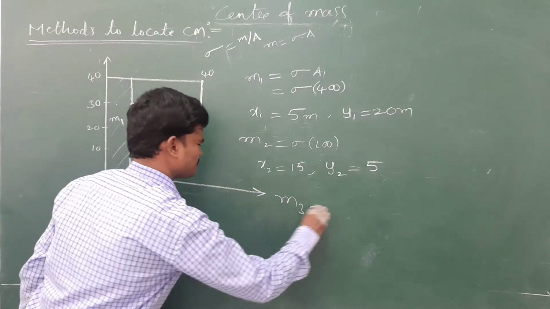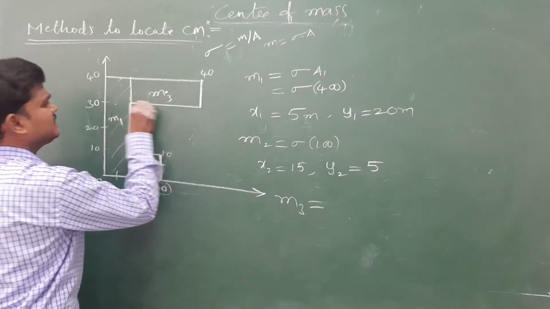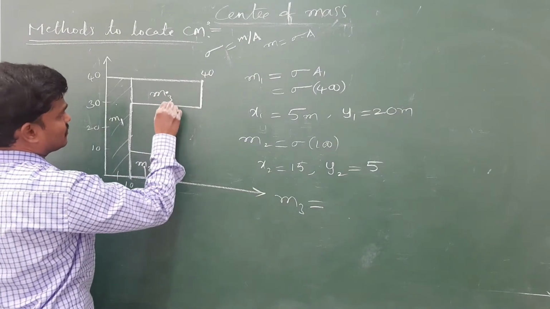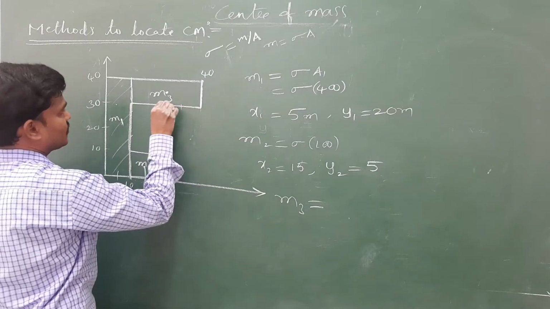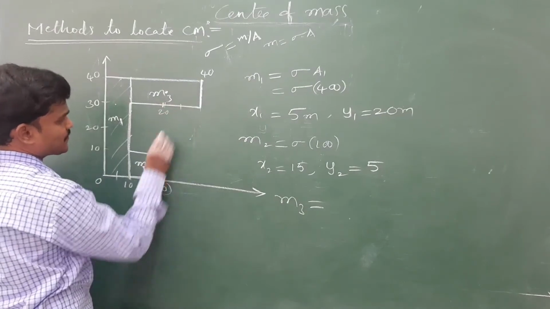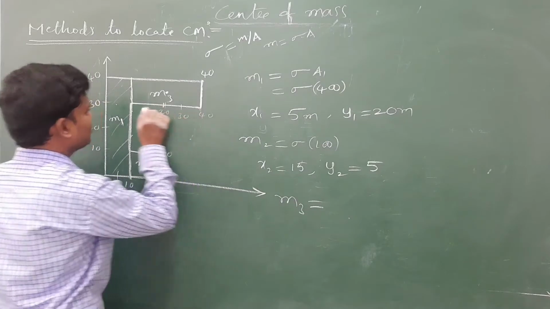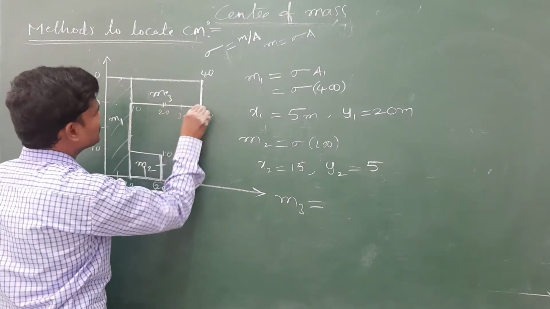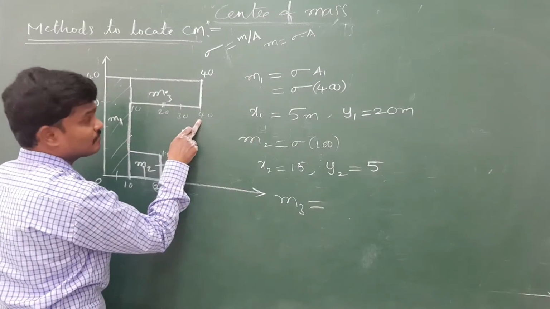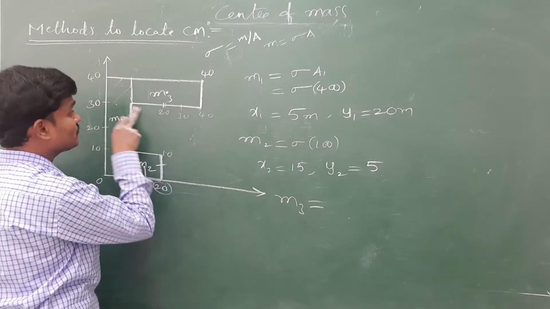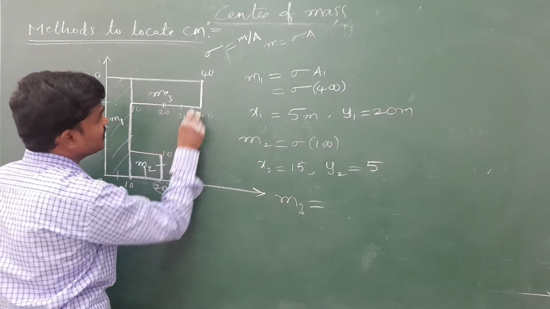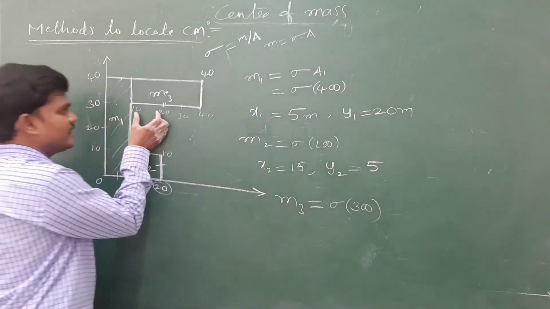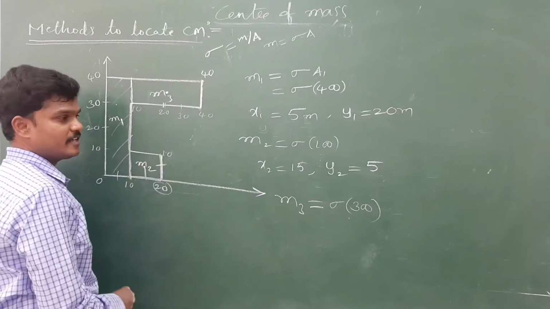Coming to M3, this side is 20, 30, 40, and this is 10. This one is 10, 20, 30. This side is 30, not 40, because it is removed. So 10, 20, 30 and this is 10. So how much is it? Sigma into 300: 30 into 10, 300.